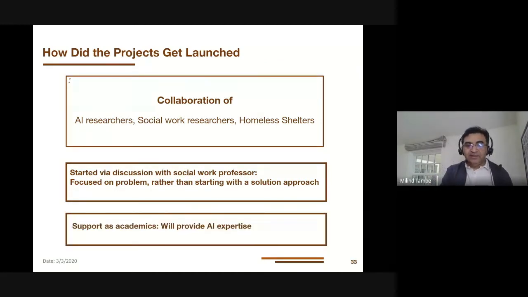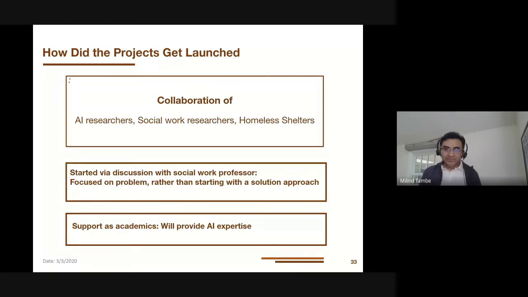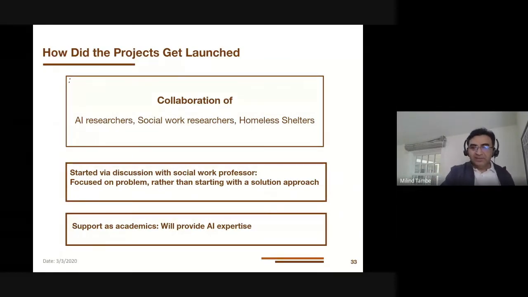And the only resource I had as an academic at that point was, we'll provide AI expertise to you to improve your work. And so you could imagine in your own universities forming groups, either approaching your colleagues in areas like social work or going to nonprofits and just saying, we are AI experts, we can help you with machine learning, and try to launch projects as we did at that time here.